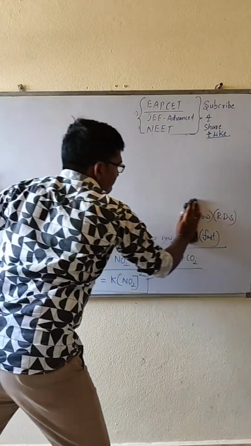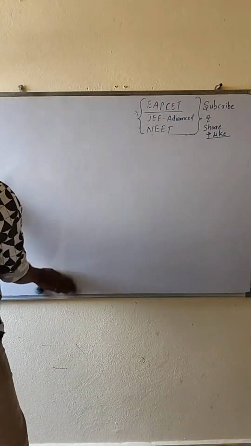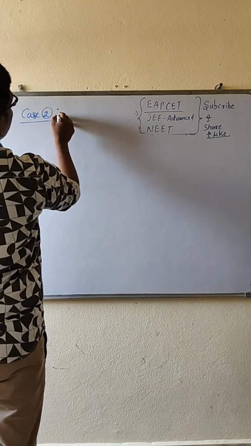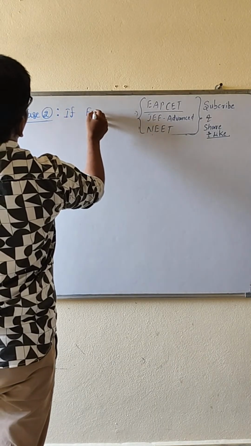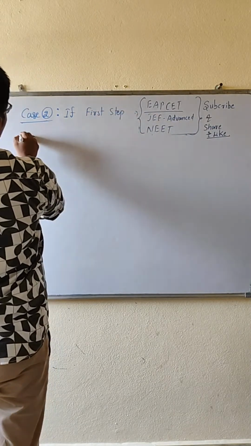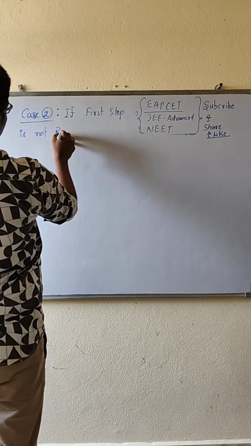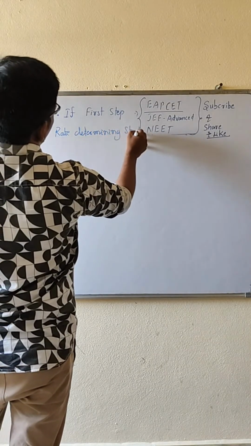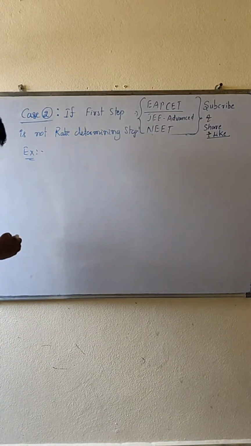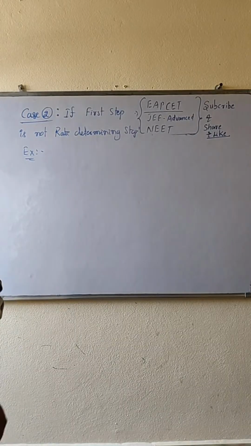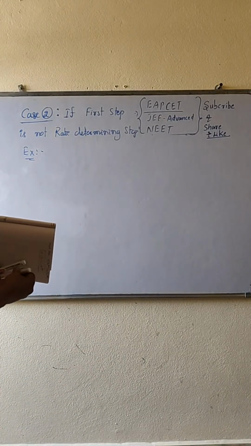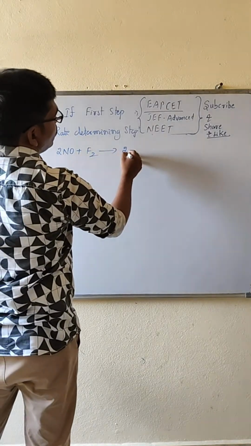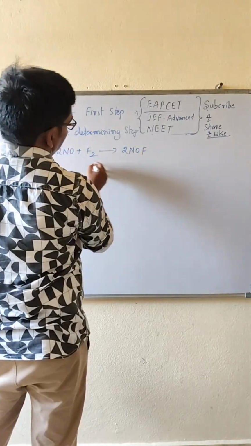Second case, that is case 2. If the first step is not the rate determining step, look at one example I will give you. 2NO plus F2 gives rise to 2NOF. This is one of the reactions.